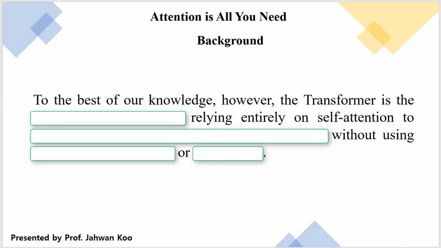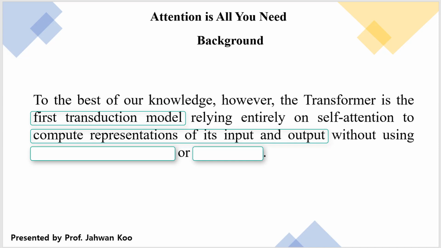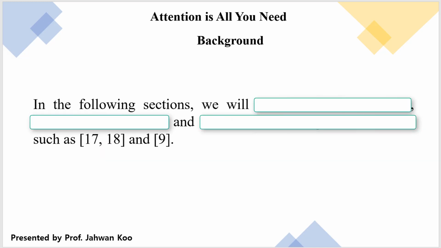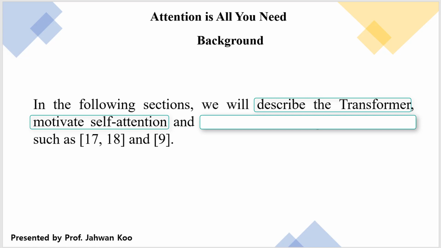To the best of our knowledge, however, the transformer is the first transduction model relying entirely on self-attention to compute representations of its input and output without using sequence-aligned RNNs or convolution. In the following sections, we will describe the transformer, motivate self-attention, and discuss its advantages over models such as 17, 18, and 9.